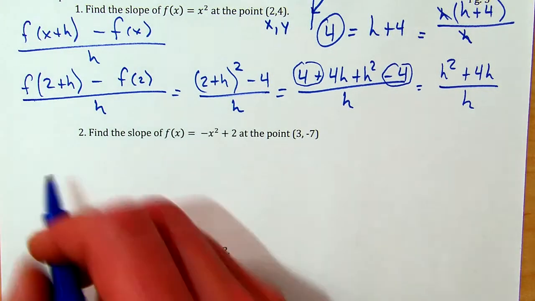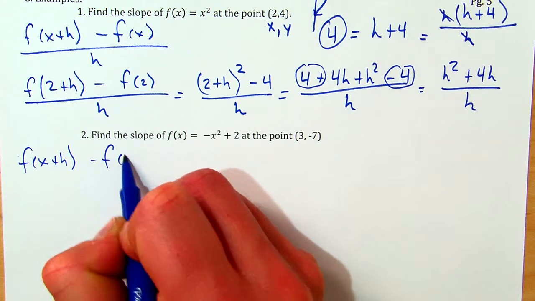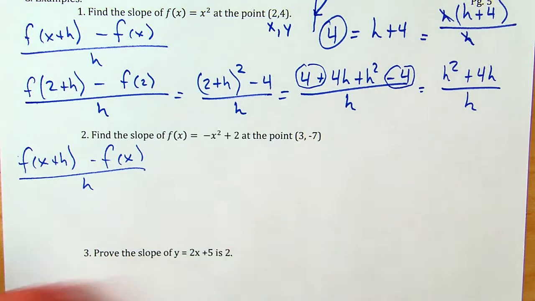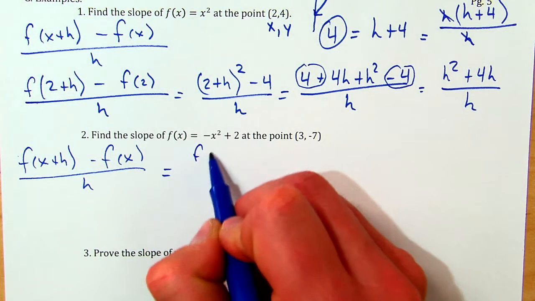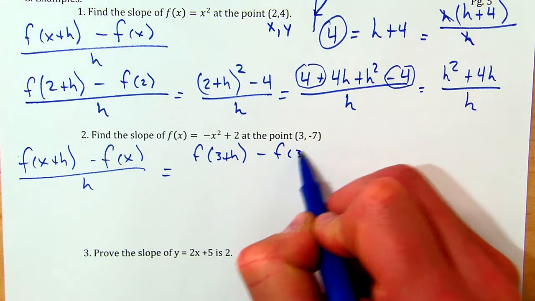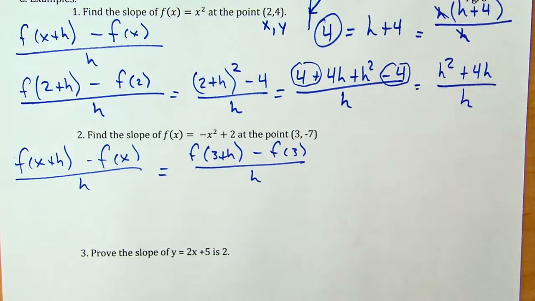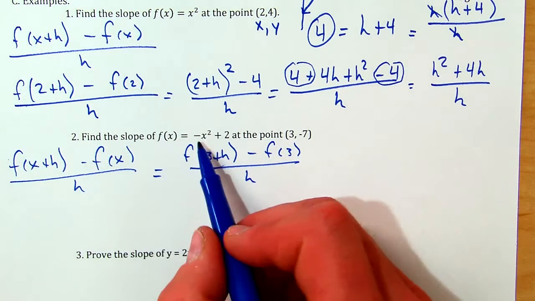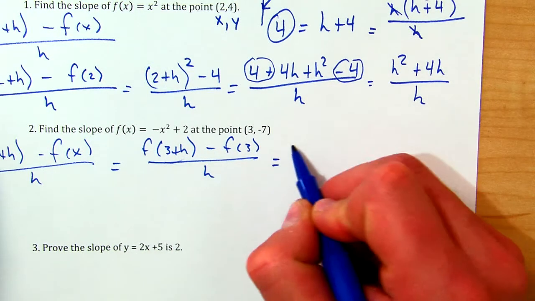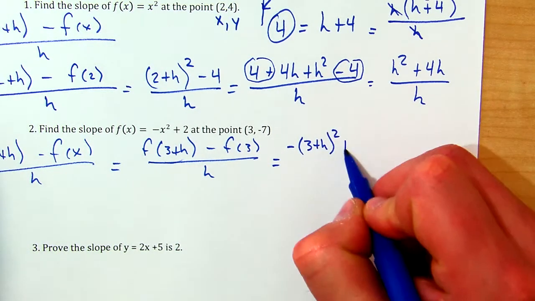Once again, we have f(x+h) minus f(x) over h. So we're going to take our x value and plug it in. So I have f(3+h) minus f(3) over h. The tricky thing to plug in is this 3 plus h, but it goes for x right there. So we're going to go negative (3+h) squared plus 2 minus f(3).